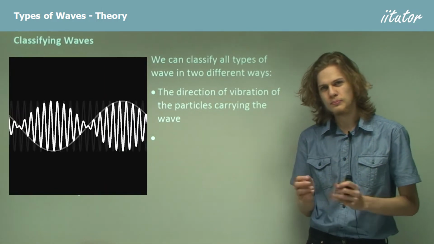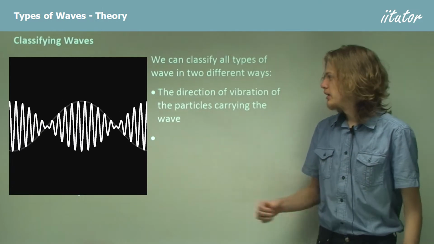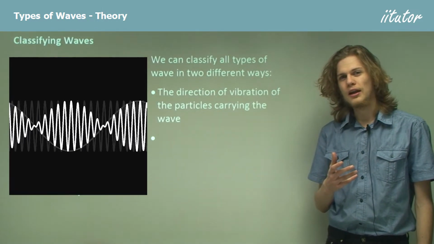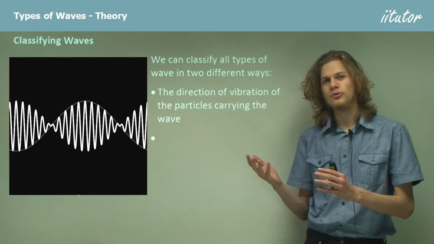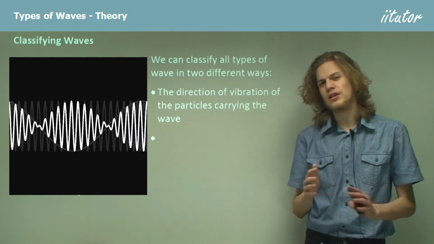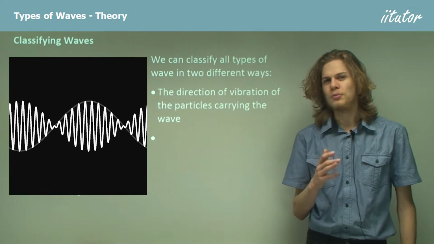It turns out that for any wave, we can use a few criteria to split them into different groups. So one thing that we can look at is the direction of vibrations of the particles in the wave. It turns out that for water waves, the ripples will cause the water to vibrate up and down, but for some other sorts of waves, this isn't the case. So we'll be looking at that a bit later.